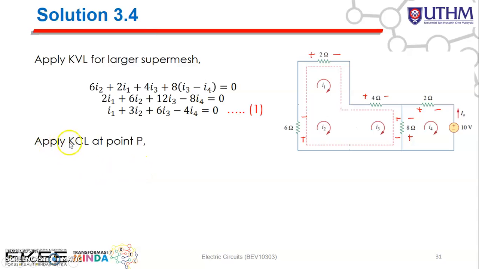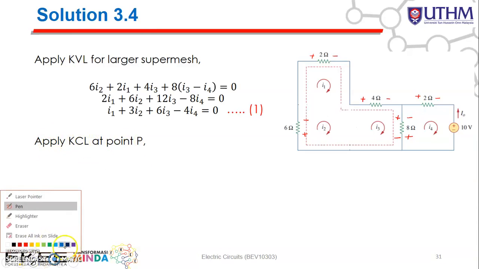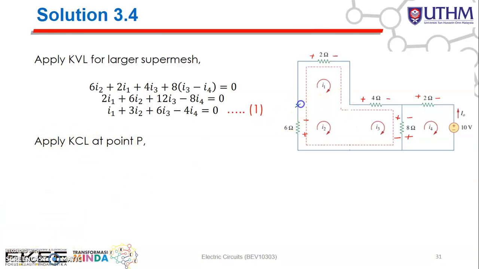Right. And then you need to apply KCL at point P. So which one is your point P? This is your point P. Here you have I2 flowing to this side, so your branch current will be equal to I2. And then you have another current I1 flowing through here, so here your branch current will be equal to I1. Okay. And then the node P is also connected to the current source, which is 5 ampere.